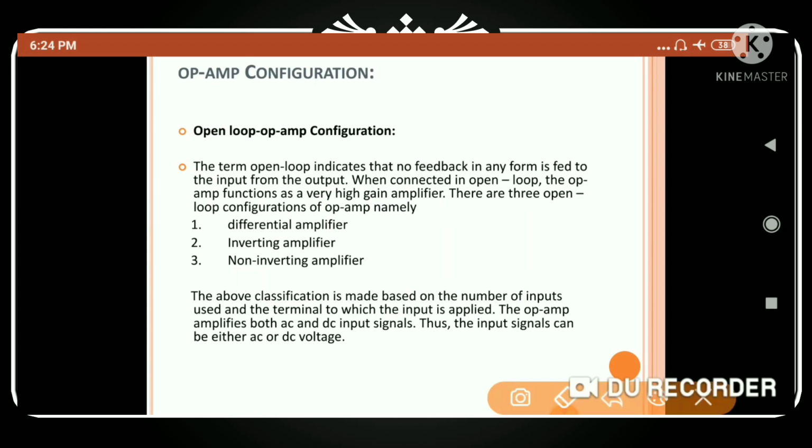The above classification is based on the number of inputs used and the terminal to which the input is applied. The op-amp amplifies both AC and DC input signals, which means it amplifies AC and DC signals. Thus, the input signals can be either AC or DC. We can use AC or DC here.